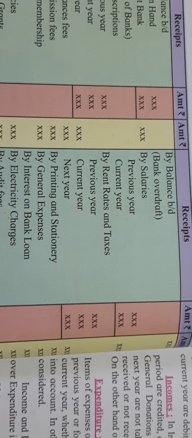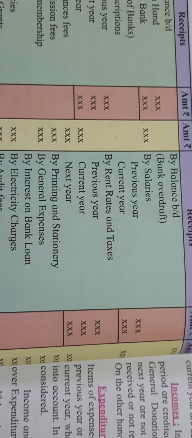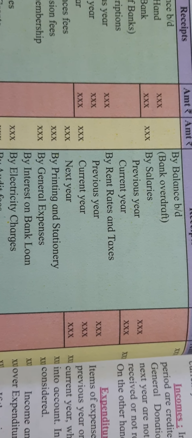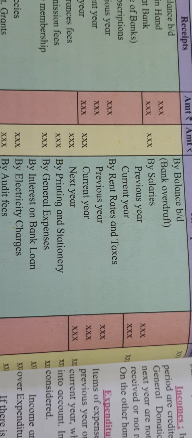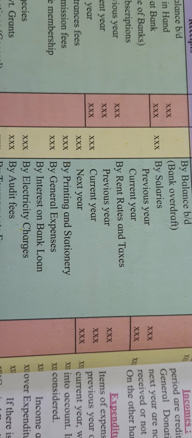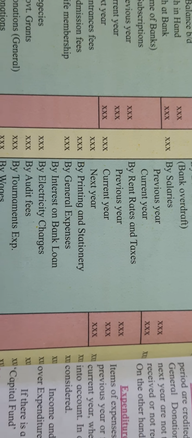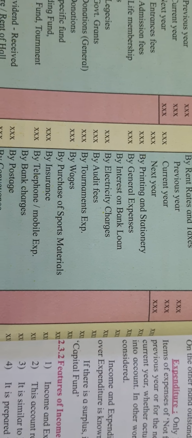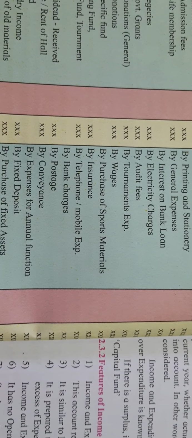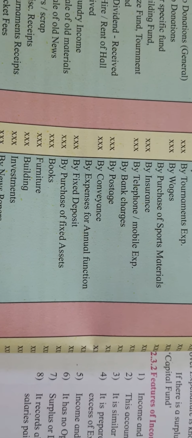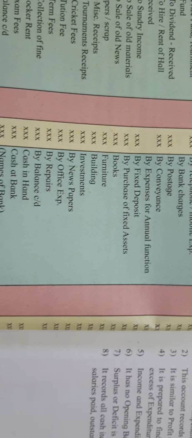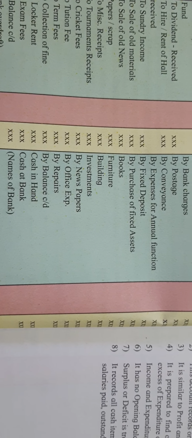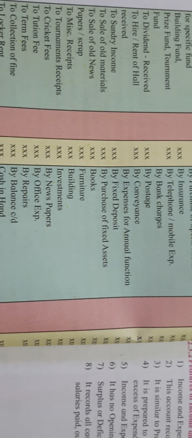See, opening balance of bank overdraft, then salaries paid for previous year, current year, rent, rates and taxes paid for previous year, current year, next year. Then printing, stationery, journal expenses, interest on bank loan, electricity charges, audit fees, tournament fees, wages. If you go one by one, you will know that these are all the expenses which are recorded.